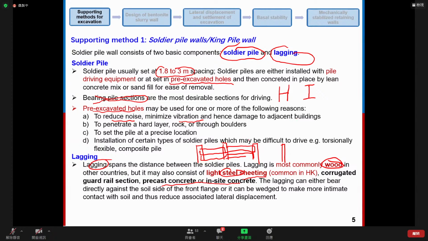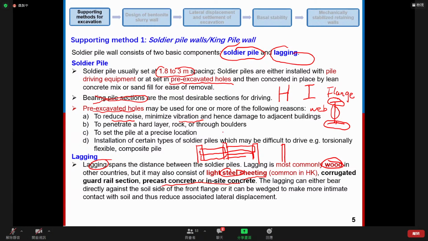So let's take an example of a bearing pile section. This is the bearing pile section we just talked about. This part is called flange. This is flange. And this part is called web.